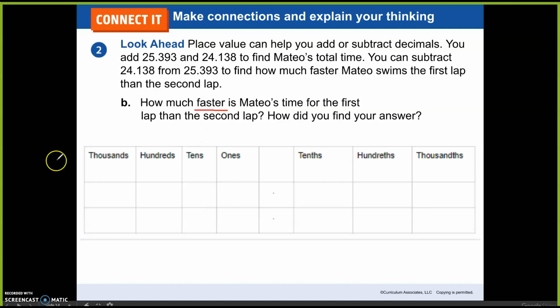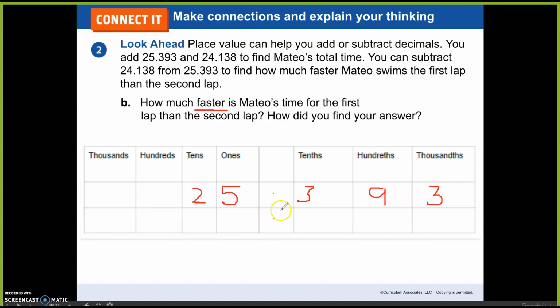So you had this place value chart just like we had on our first try it problem. So let's fill it in. If we look at our first number, which is lap number 2, I believe, we're going to put Mateo's time into this chart. So we got 25, which is in the tens and the ones place. Excuse my chicken scratch. And then 393 thousandths. So 3 is in the tenths place, 9 is in the hundredths place, and then 3 is in the thousandths place.